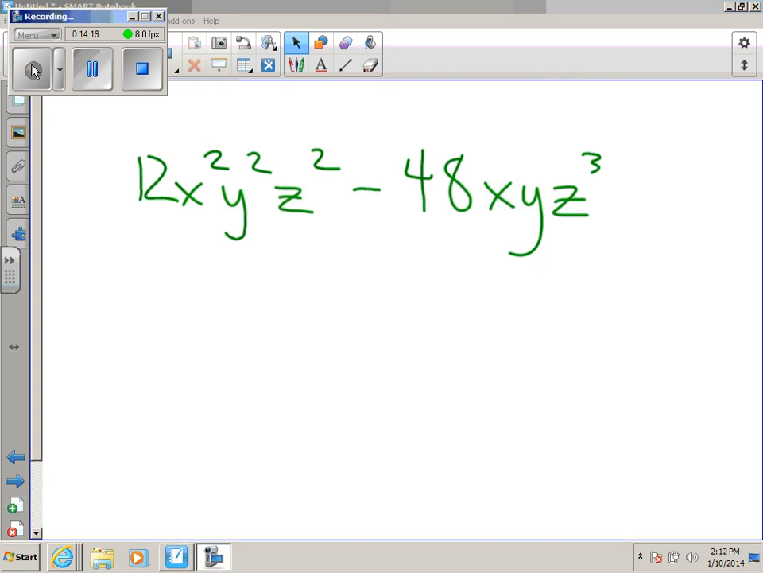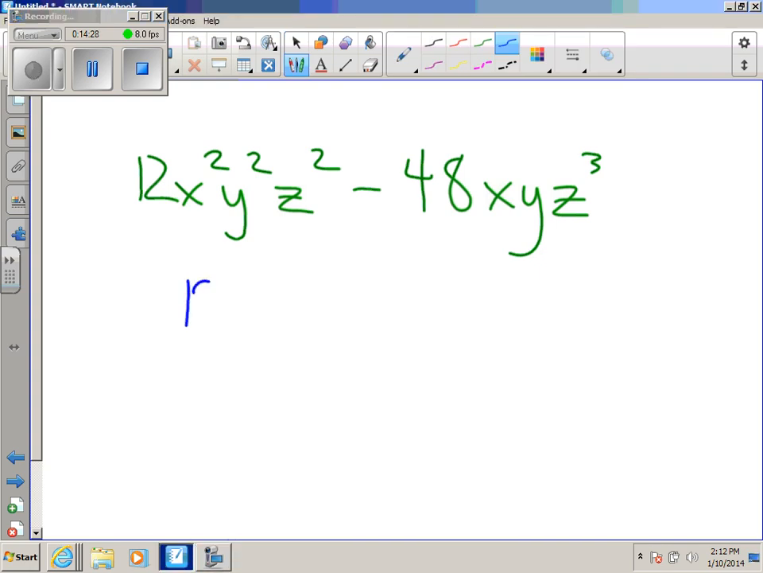Okay, there you go. X and Y look good. Z needs a little something something. No, that's not it. Just don't erase it. You have 2 Z's and 3 Z's. How many Z's would you have in common? Good, so put a little 2 over there. There you go. All right. There we go.